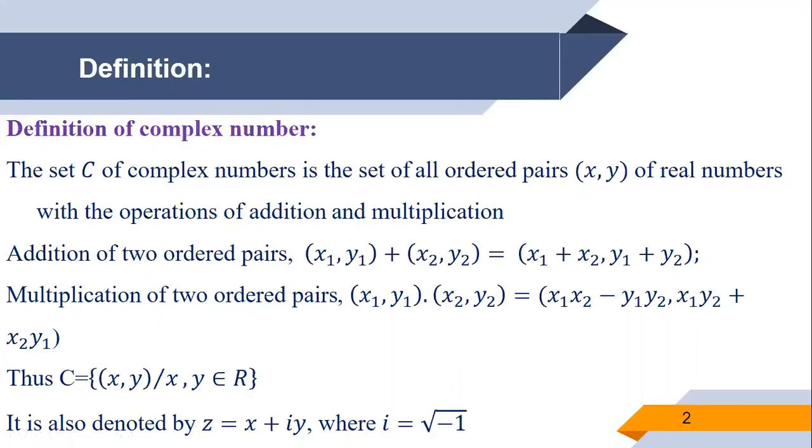It is also denoted by z equals x plus iy, where i is equal to the square root of minus 1. So again, a complex number is an ordered pair denoted by (x, y), where x and y both are real numbers. It is also denoted by z equals x plus iy, where i is equal to the square root of minus 1.